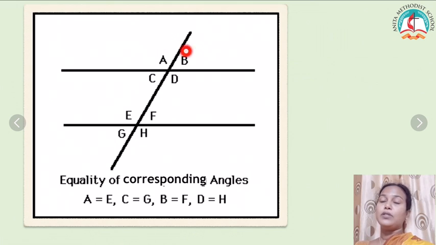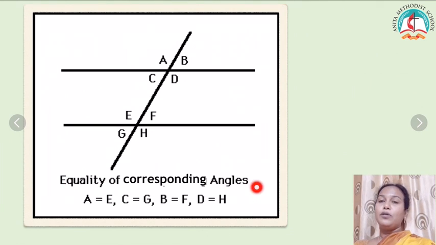So here, which are the corresponding angles? B and F are the corresponding angles and they are equal. C and G are the corresponding angles and they are equal. And D and H are the corresponding angles and they are equal. So the corresponding angles are equal.